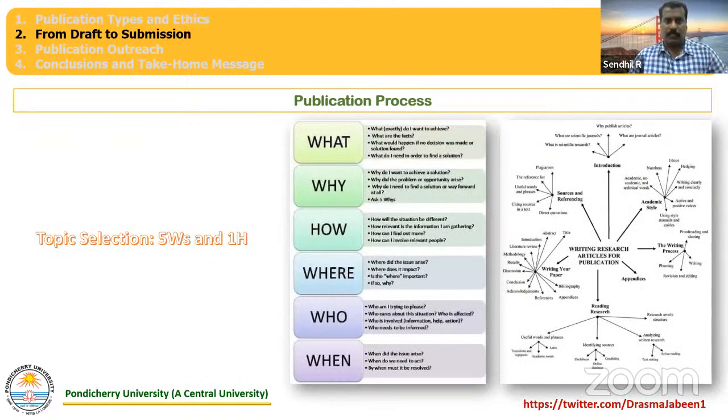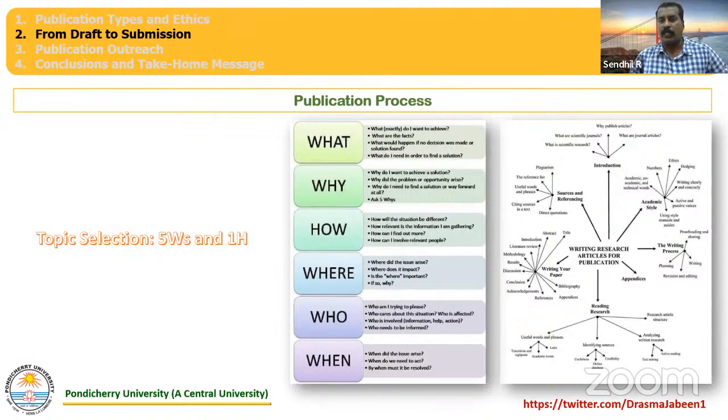Now coming to the next part of today's lecture, that is the publication process, right from draft to submission. When you start a paper, obviously the starting point is on which topic you are going to work. There is a thumb rule that the topic should cover the 5 W's and 1 H. That is what, why, where, when, who, and how. So what means what exactly the researcher wants to achieve, what are the facts available, and what should the researcher do in order to find a solution to the particular problem.